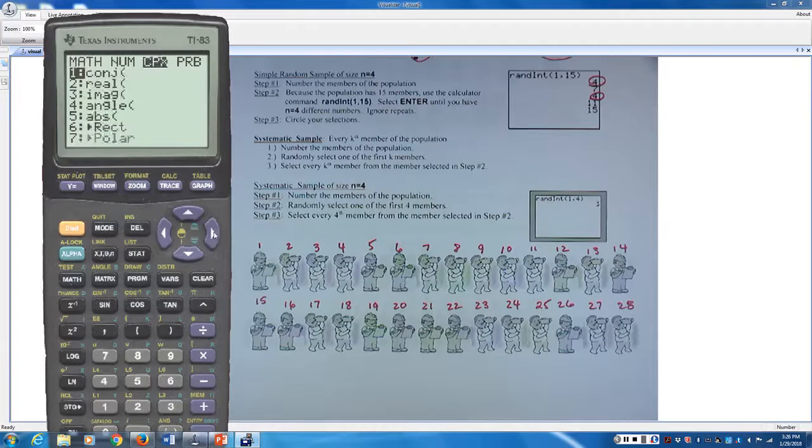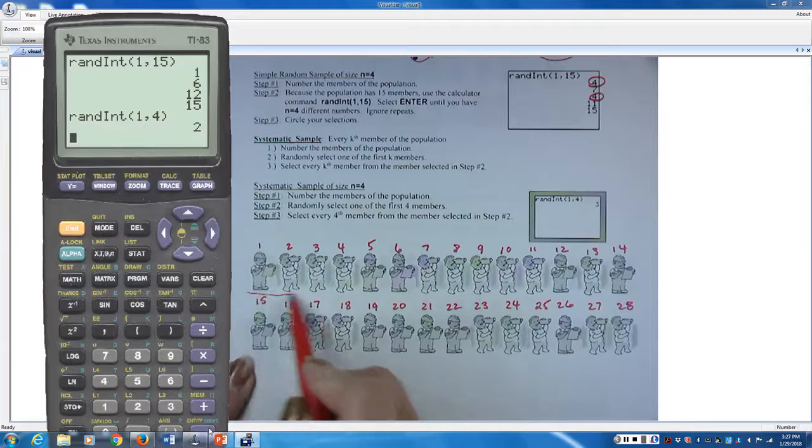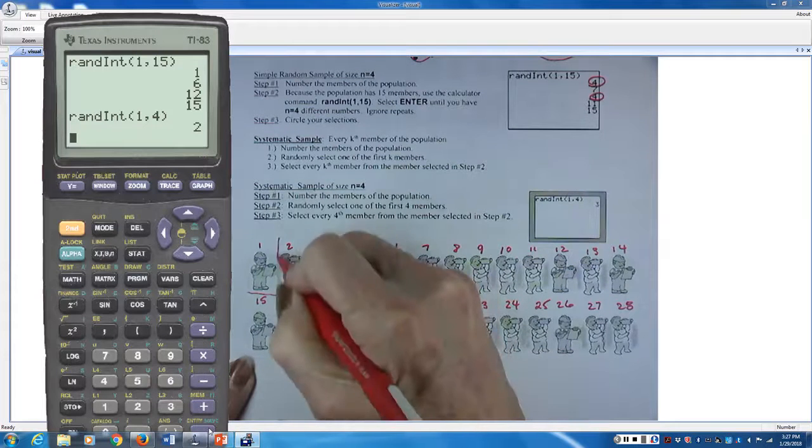And go over to PRB, and down to number 5, and tell it we want to select randomly a number between 1 and 4. And hit enter. So that means I'm going to choose from among the first 4 people. I chose person number 2.